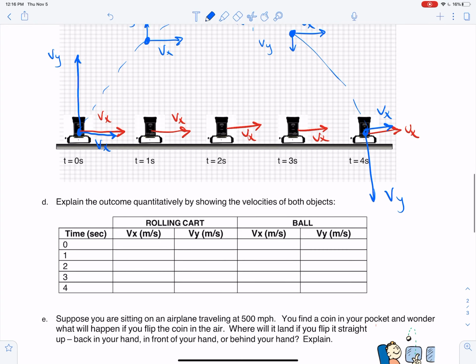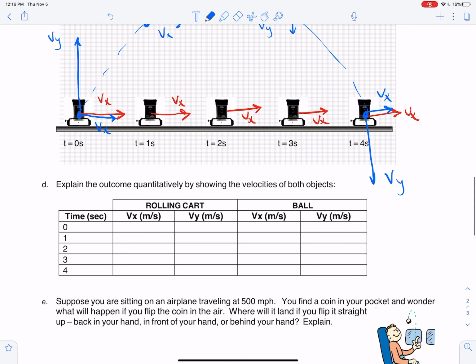What about quantitatively, if we could add some numbers to this? Well, let's assume that the cart rolls at 5 meters per second, okay? So the rolling cart's horizontal velocity would be 5 meters per second the whole time, right? The cart just keeps rolling. And the cart only moves horizontally, so the cart has no vertical velocity.